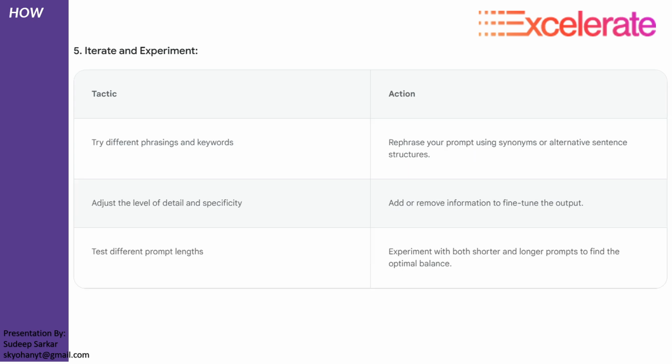Iterate and experiment. Try different phrasings and keywords. Rephrase your prompts with synonyms and alternative structures. Adjust the level of detail and specificity. Add or remove information to fine-tune the output. Test different prompt lengths. Experiment with both short and longer prompts to find out the optimal balance.